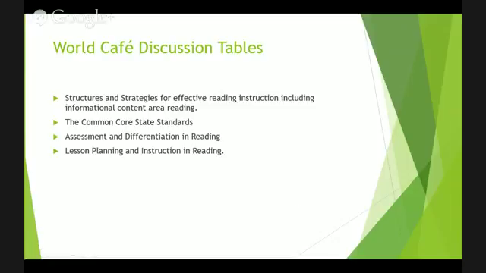So the discussion tables, there will be 4 different discussion tables, and each table will have a different topic. The first topic will be structures and strategies for effective reading instruction, including informational and content area reading. So that really addresses 2 or 3 of our objectives for the course. The second table will be on the Common Core State Standards and what helped you to understand those the most.